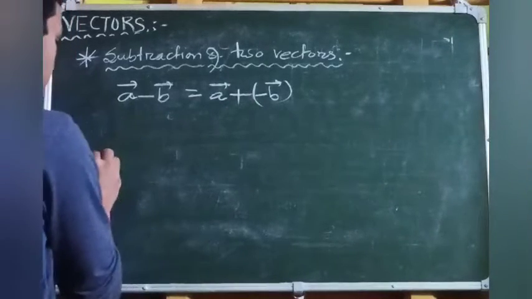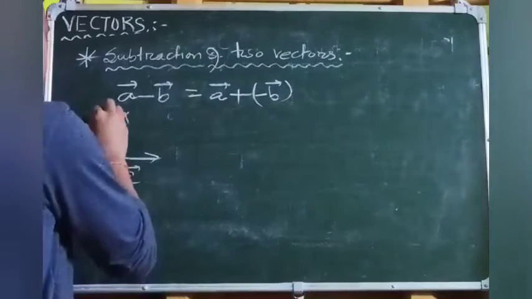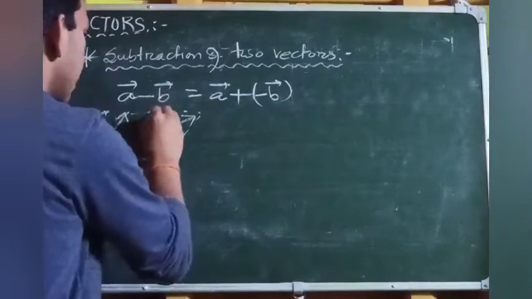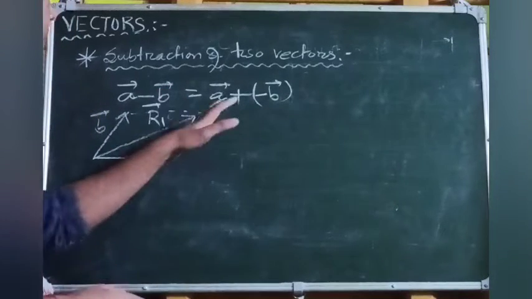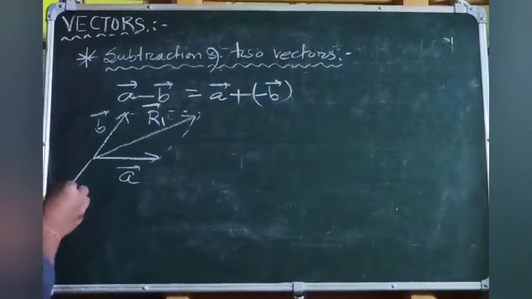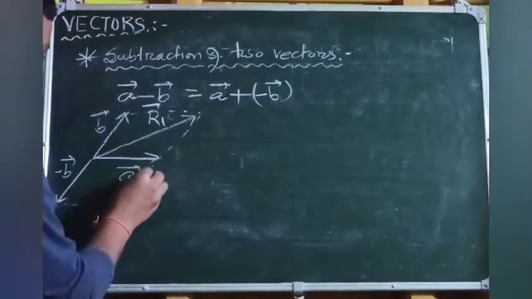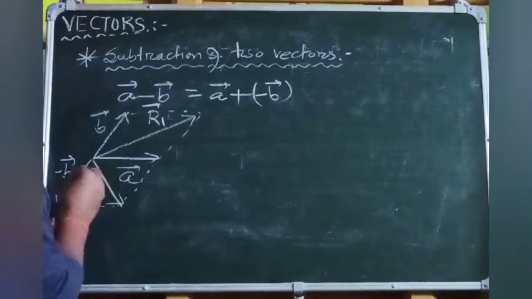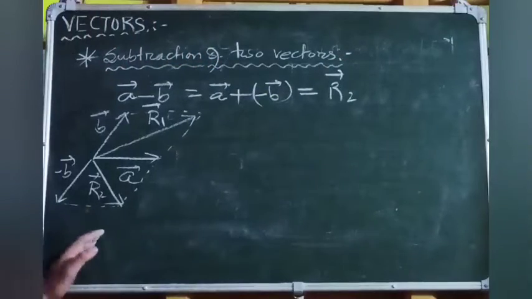It means, suppose this is a vector and this is b vector. Now, by parallelogram law, this will be the resultant R1 vector, which is a vector plus b vector. Now, we have to find the resultant of a vector and minus b vector. So, this vector will be minus b vector, and the resultant of a vector and minus b vector is basically this vector, R2 vector. So, this can also be written as R2 vector from this diagram.